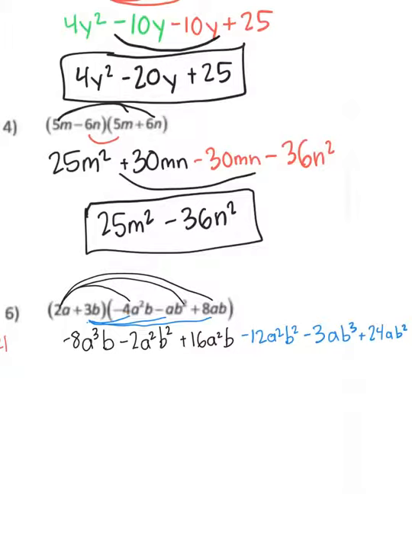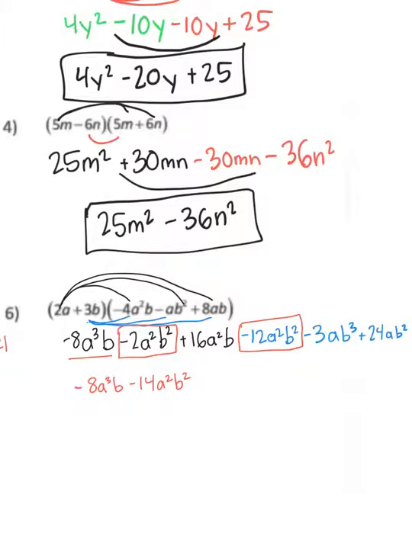Now I'm ready to combine any like terms. So I noticed that my negative 8 is the only term with an a cubed, so I'm going to write that one out first. Negative 8a cubed b. Then if I look at my negative 2a squared b squared, I see another term with an a squared b squared. Negative 2 minus 12 is negative 14a squared b squared.